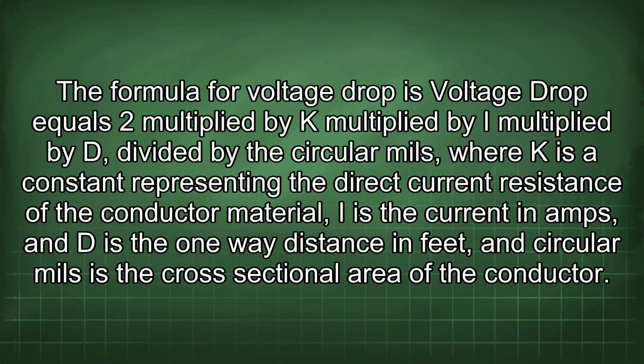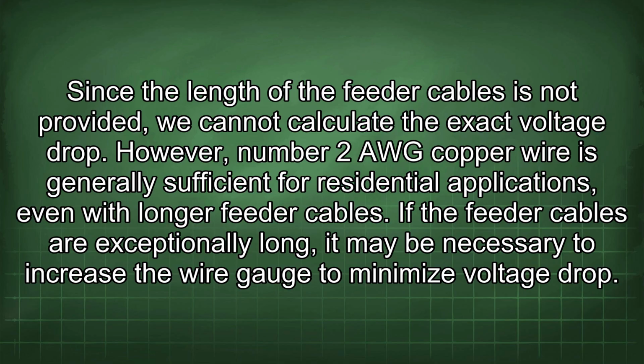Since the length of the feeder cables is not provided, we cannot calculate the exact voltage drop. However, number 2 AWG copper wire is generally sufficient for residential applications, even with longer feeder cables. If the feeder cables are exceptionally long, it may be necessary to increase the wire gauge to minimize voltage drop.